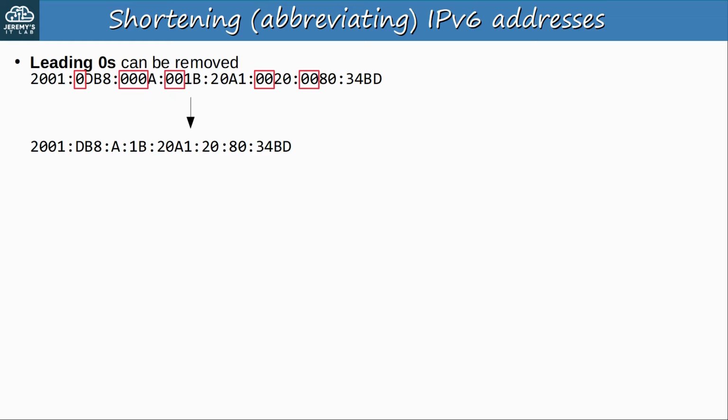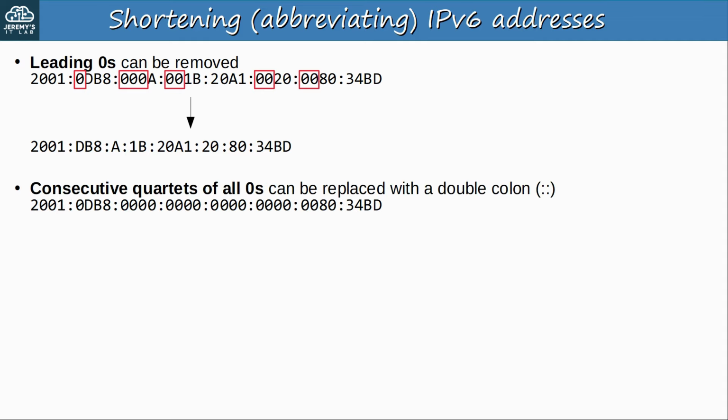Okay, there's one more technique to shorten an IPv6 address. Consecutive quartets of all zeros can be replaced with a double colon. For example, in the address below, there are 4 consecutive quartets of all zeros. You can shorten the address like this, replacing those quartets with a double colon. Why are you able to do this? It's because we know an IPv6 address is 8 quartets in length. We can only see 4 quartets now, so we know the double colon means that there are 4 quartets of all zeros.